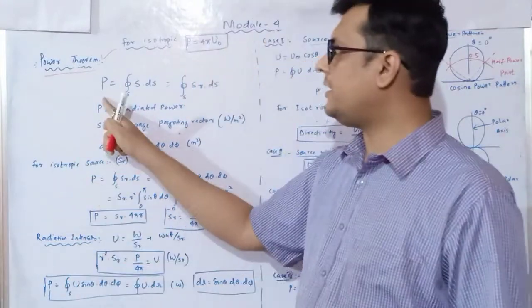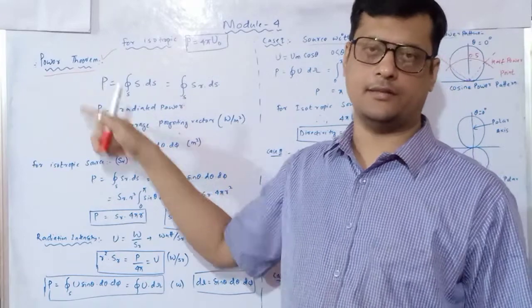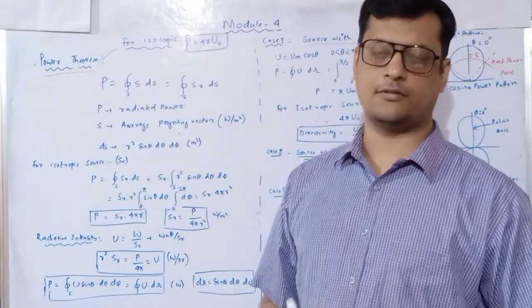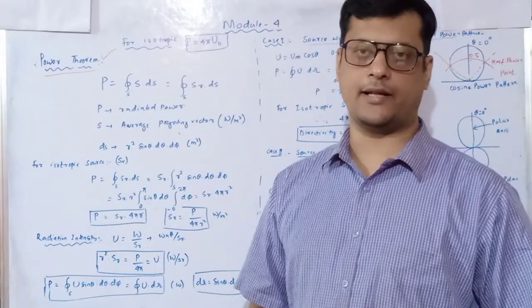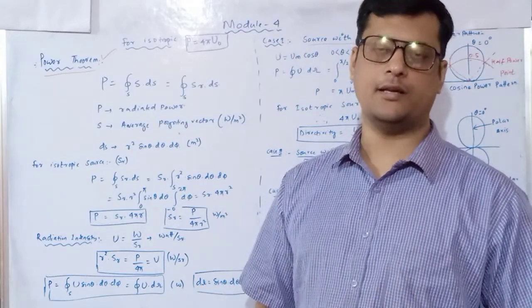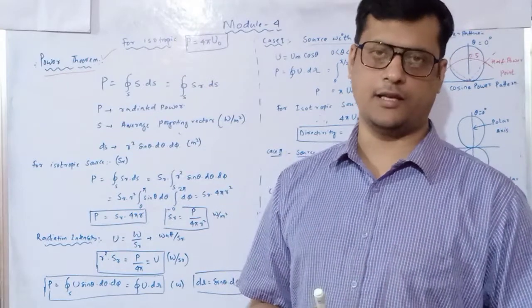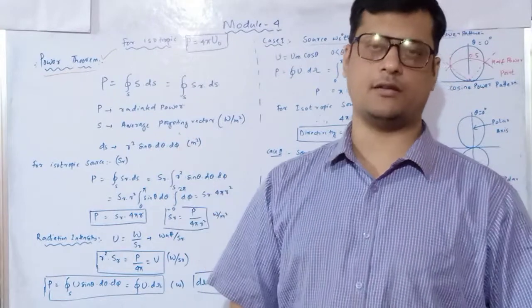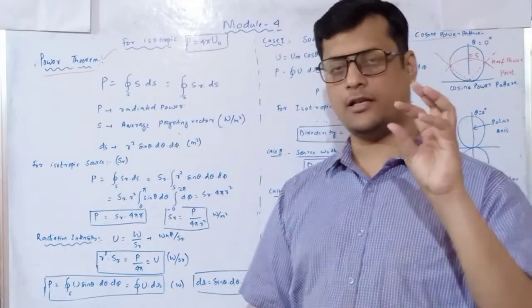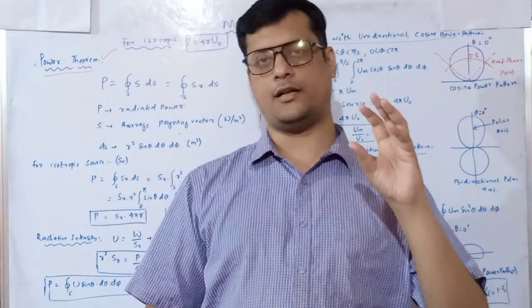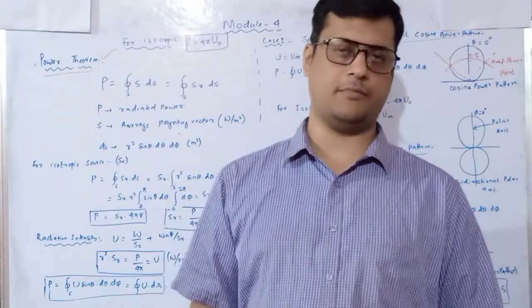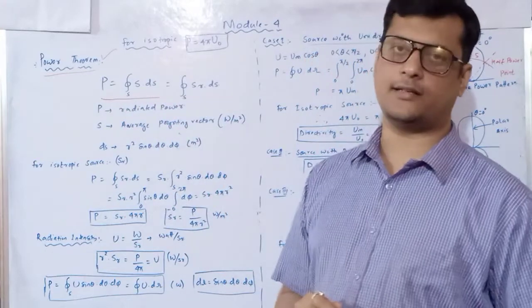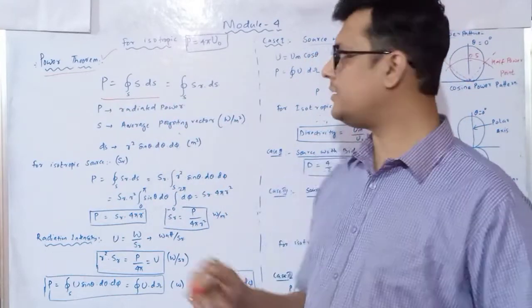So P is the total power, and S is the power vector, the Poynting vector. If you multiply that vector by ds, the total power crossing that whole cross section can be identified. The power vector is uniformly distributed throughout the cross section, and if I consider a small elemental area from that cross section and integrate it, the total power can be easily calculated. So P is equal to the surface integration of the power vector dot ds.